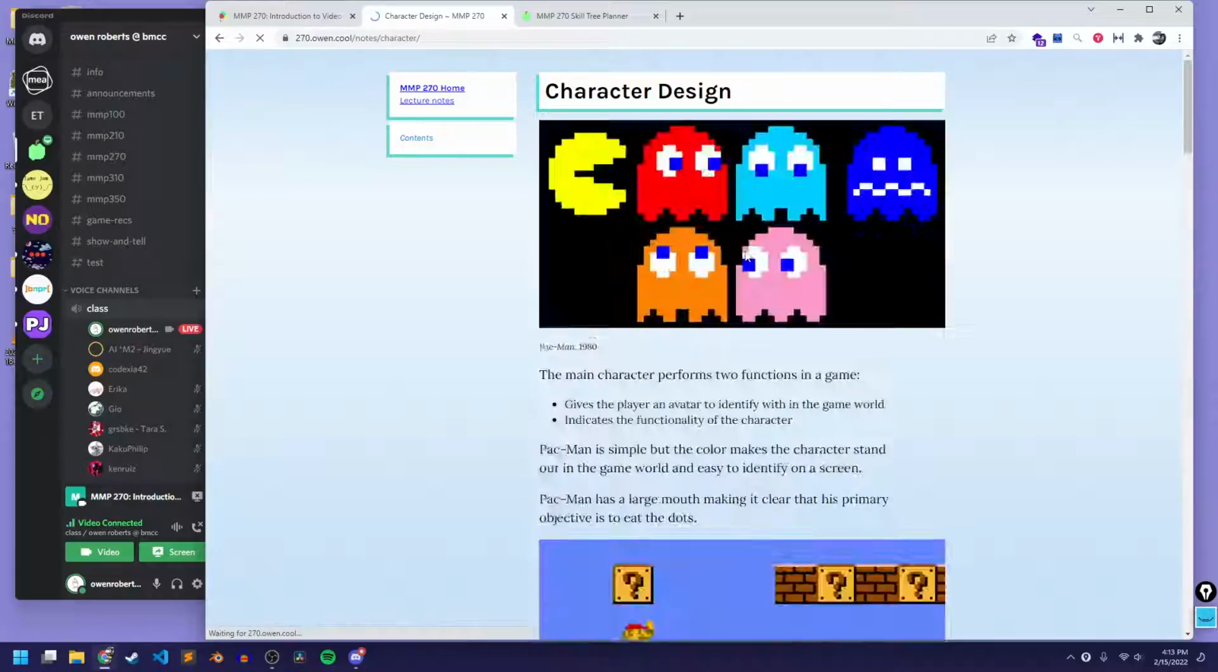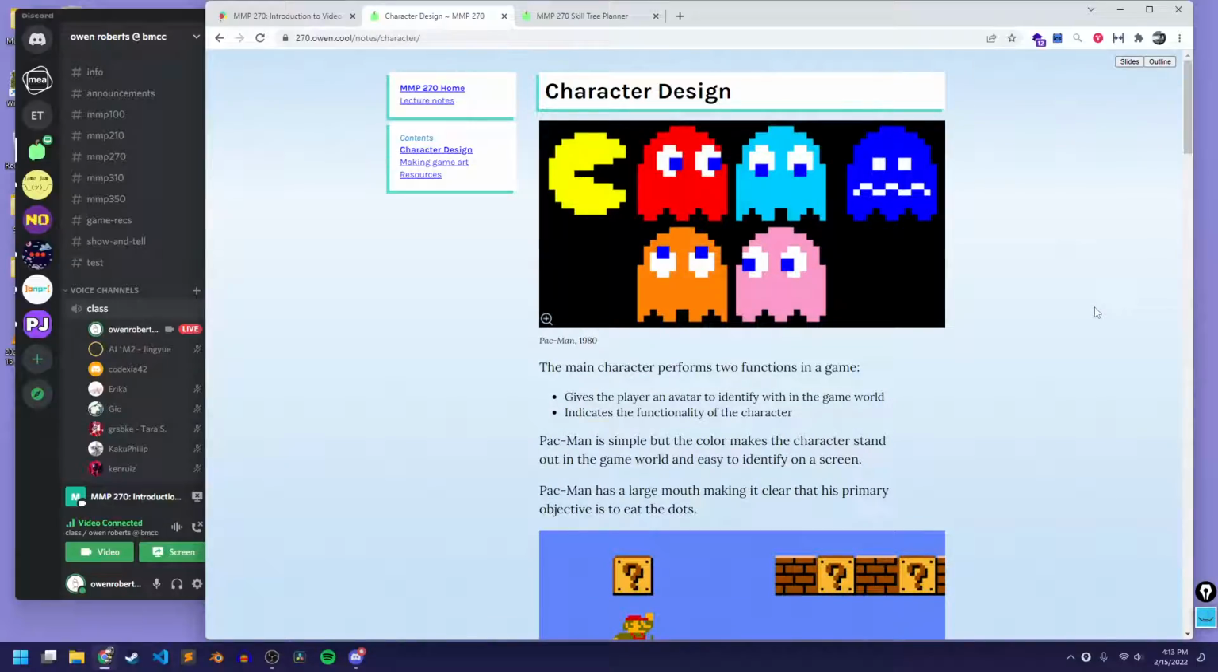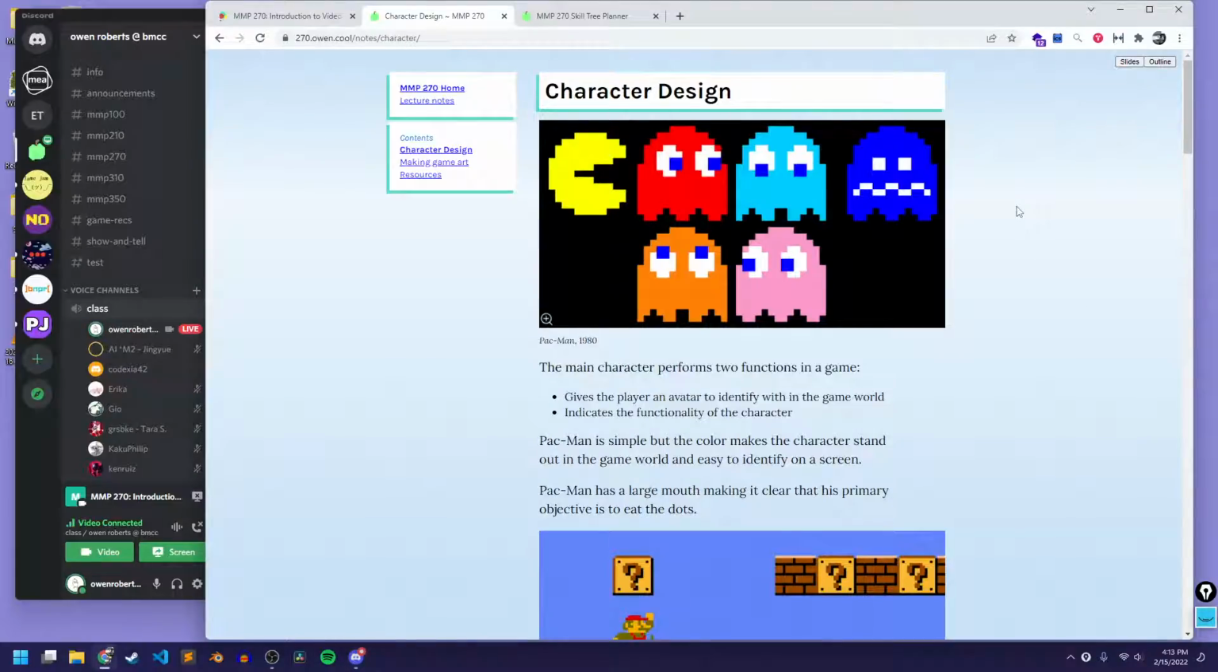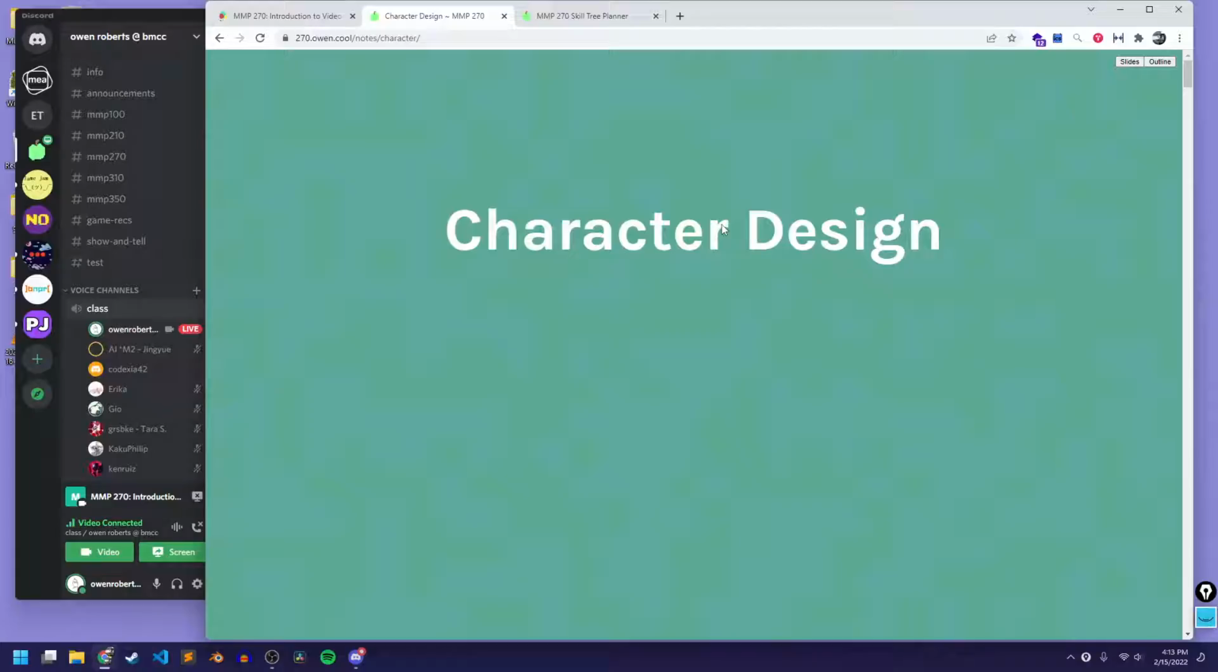So this is our second lecture, and we're just going to be talking about character design. If you've taken some animation classes or just played video games, you probably have a good sense of what character design is. Still, we're going to talk about some introductory terms and how characters function within a game. Then we'll think about applying those rules to the character designs we're working on this week. So I'm going to go into slides mode and get started.